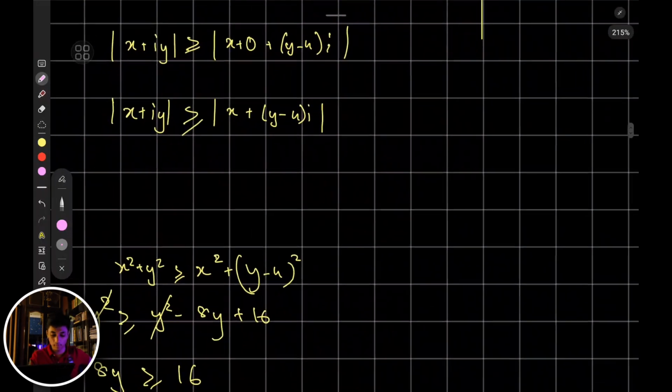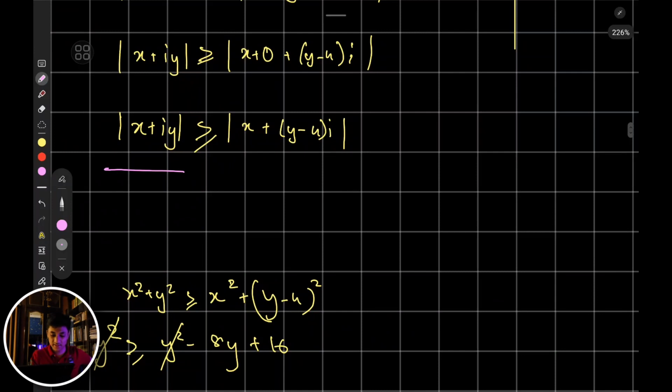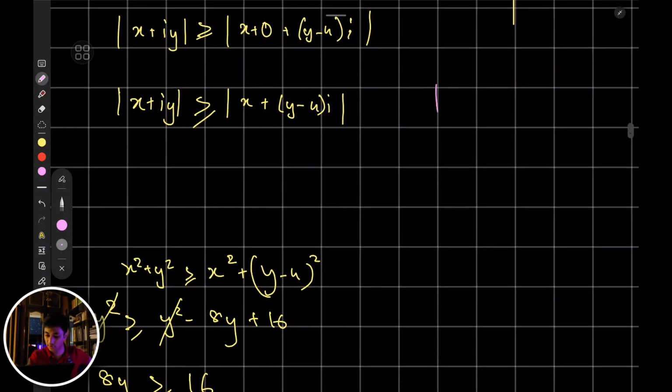Basically, this is a distance because there is a mod, and this is a distance as well since there is a mod. What does this mean? X plus iy, if I try to represent this, this is x, this is y.